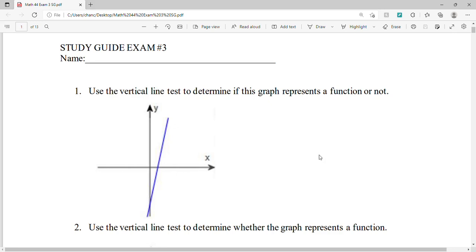Today, let's review for exam 3. Question 1. Use the vertical line test to determine if this graph represents a function or not.